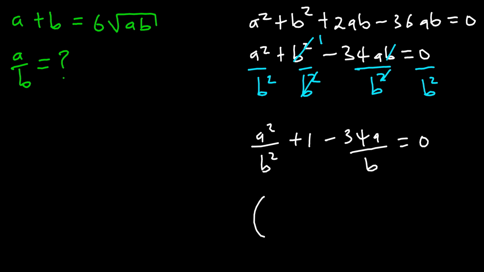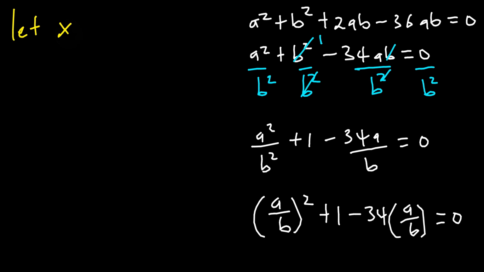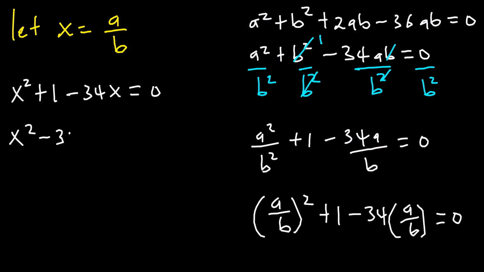And this can also be written as (a divided by b) to the power of 2 plus 1 minus 34 and then times a divided by b equaling 0. Now at this point, let's let x be equal to a divided by b. And so this will become x to the power of 2 plus 1 minus 34 times x equaling 0. And this can also be written as x to the power of 2 minus 34x and then plus 1 equaling 0.